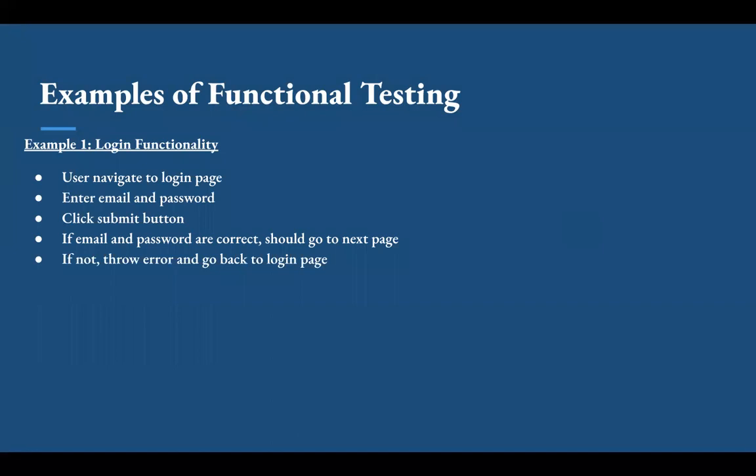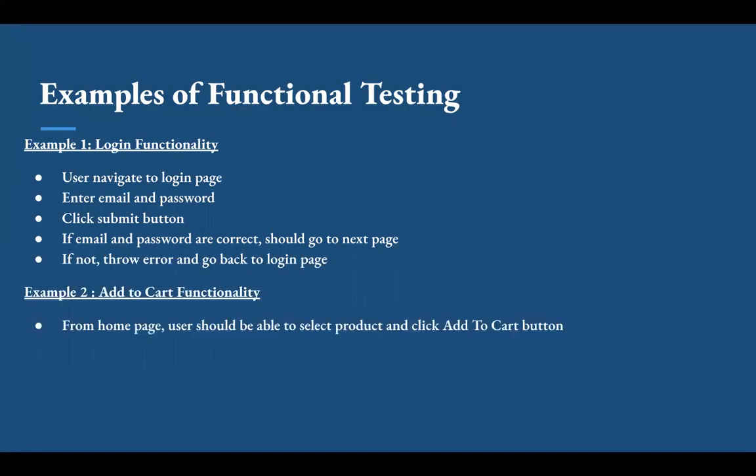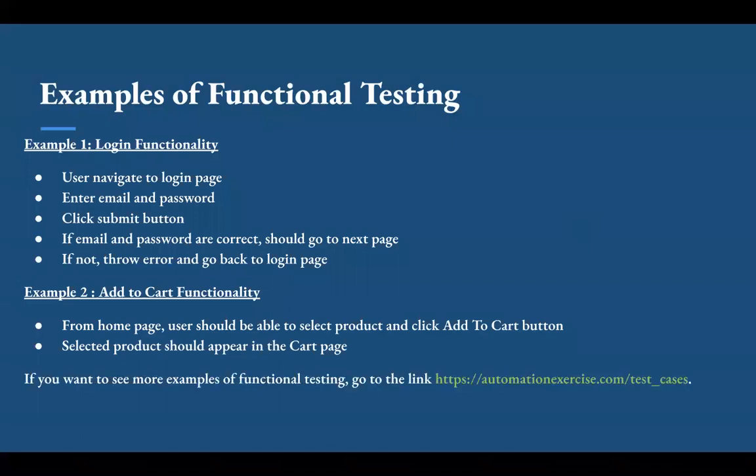Here is another example of add to cart functionality. User navigates to the home page of the website. User should be able to select a product and click the add to cart button. Then navigates to the cart page and the product should appear in the cart page. Similarly, you can find more examples of functional testing in the test cases link of the automation exercise website. You can find this link in the description of this video.